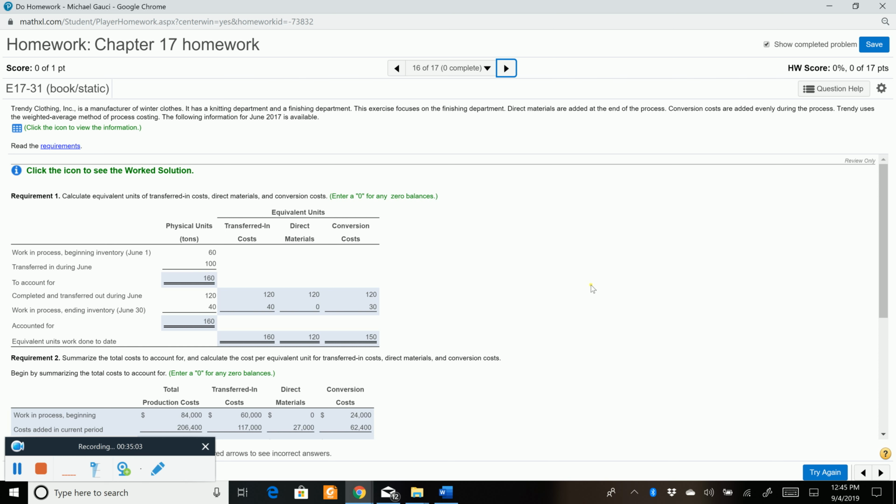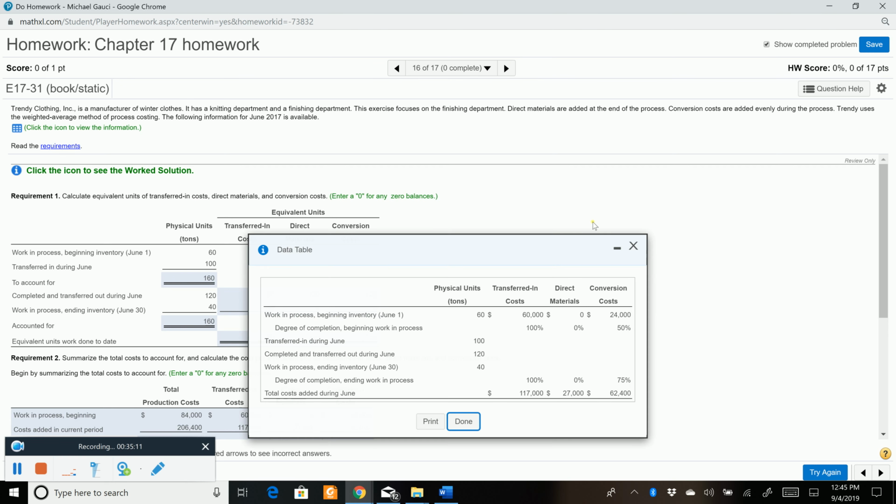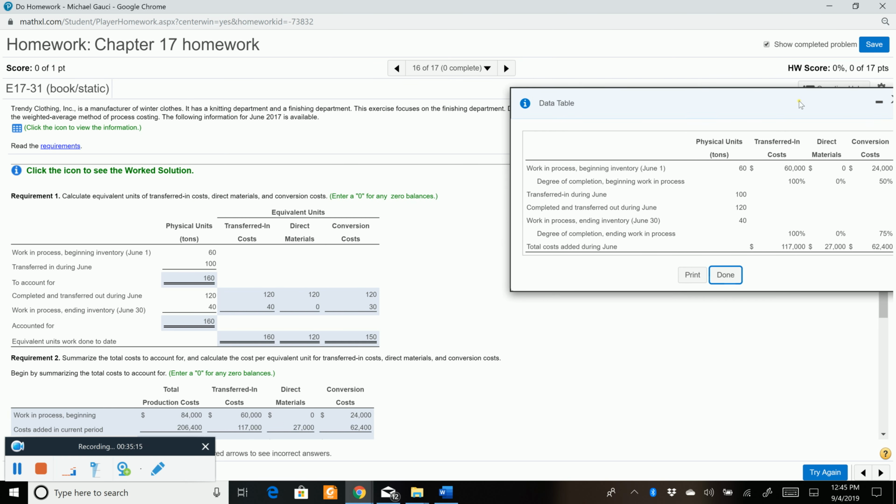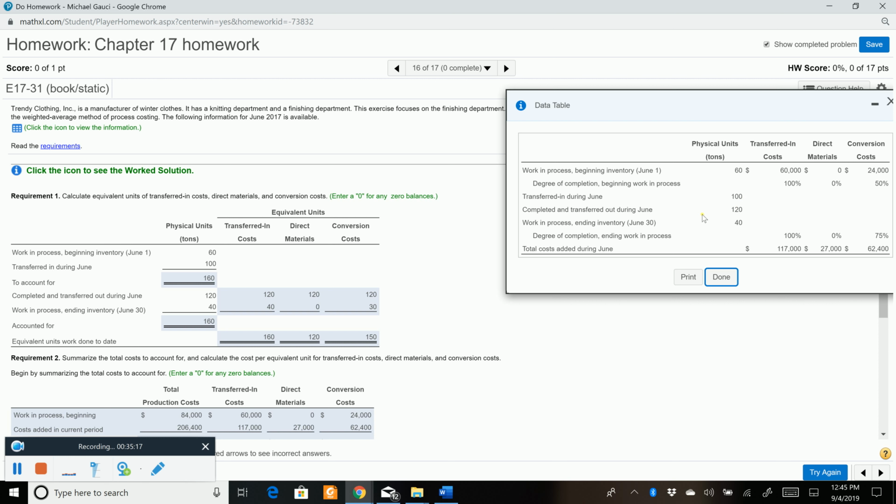Conversion costs are added evenly throughout the process. We're also going to use the weighted average method. So let's take a look at what was given to us. Over here on the far right, we were told we have some beginning WIP. We had 60 items in the beginning WIP, physical items. That was on the WIP stage somewhere on the assembly line during the month.